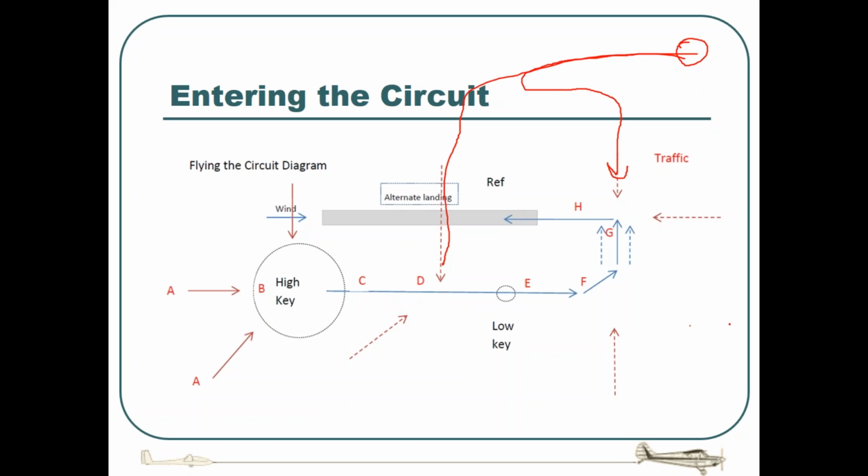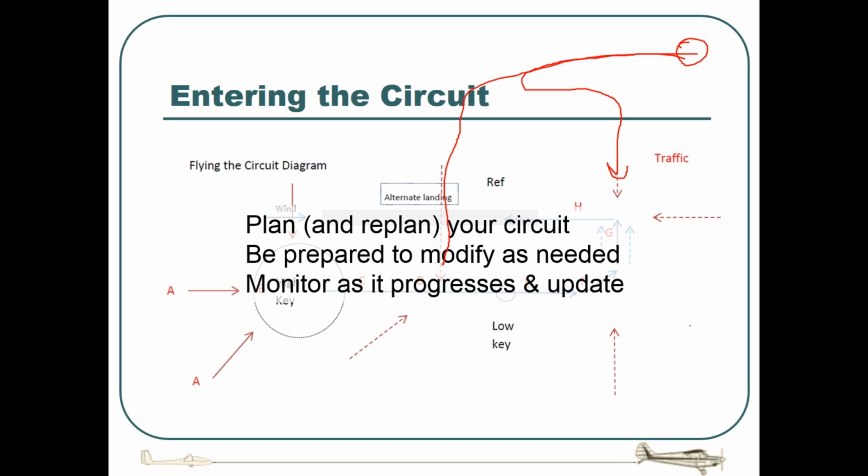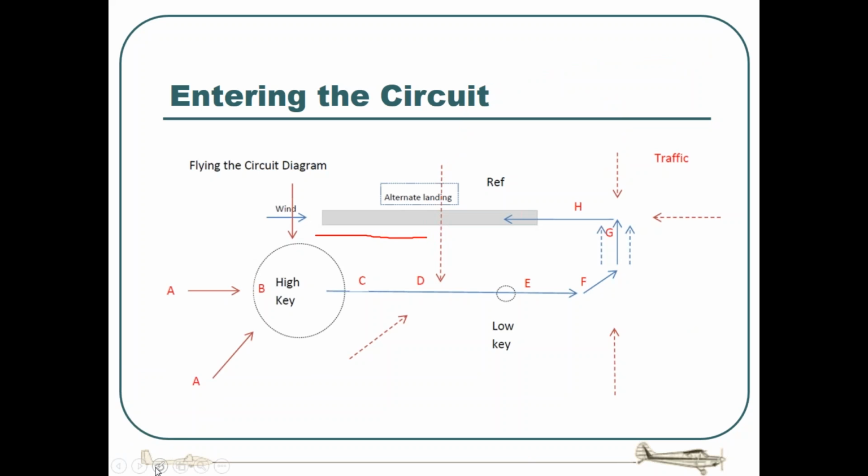Now, to finish off, what I want to leave this slide with is the simple message of plan and replan your circuit. Be prepared to modify. So if you are trucking along on downwind, you started at, let's say, 800 feet, and you hit major sink and you're at 500 feet, or maybe even 400 feet. You know what? I need to abbreviate my circuit and do one of these. Keep those options open.